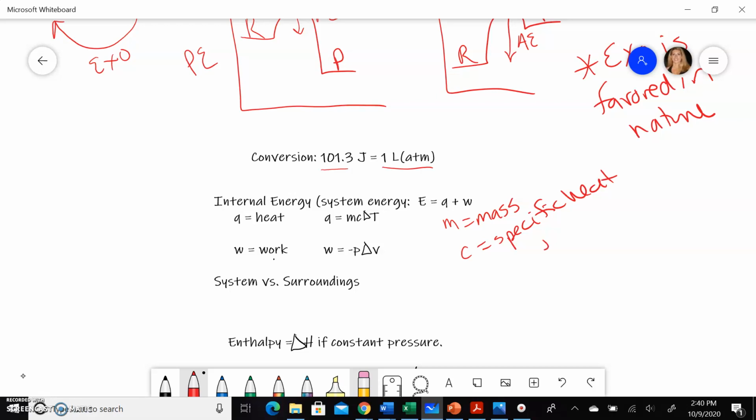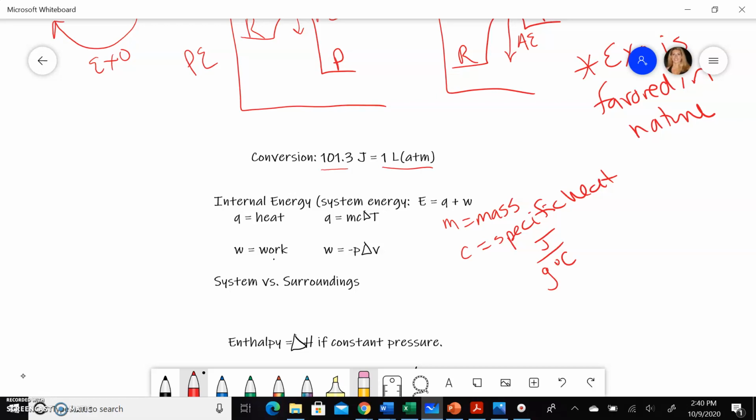And this is going to be usually in units of joules per gram degree Celsius. And this is a certain constant for each substance, because different things absorb energy better than others. For example, metals absorb energy really well. So if you have a curling iron or a pan on the stove, those metals are going to get hot really fast. Versus water, so metals have a low specific heat because it doesn't take much energy to make their temperature change. But water, it takes a lot of energy to make the temperature of water change.